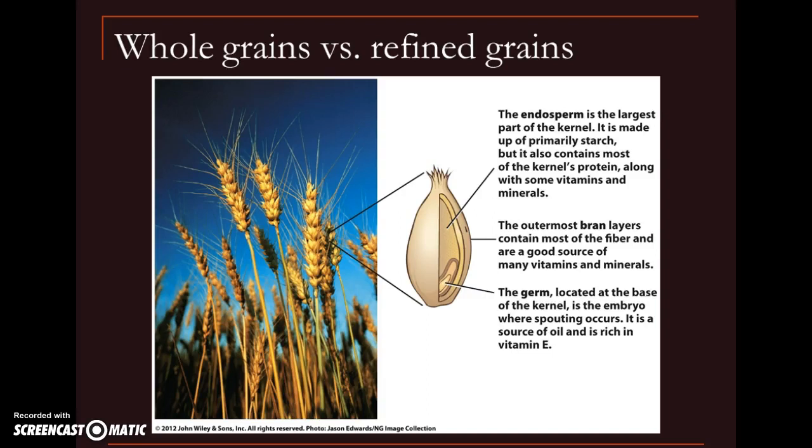Hi, Nutrition 101. This is section 1 and 2 of chapter 4, carbohydrates. So we're going to start out this chapter by talking a little bit about whole grains versus refined grain.